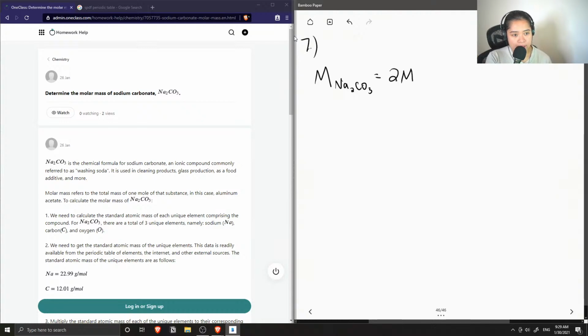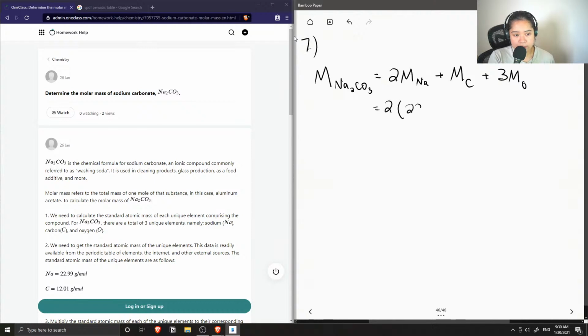And to find the total molar mass, we need to add up their individual atomic masses and also take into account how many of each atom there are in the compound. So for sodium, it's going to be 2 times the molar mass of sodium plus the molar mass of carbon plus 3 times the molar mass of oxygen.